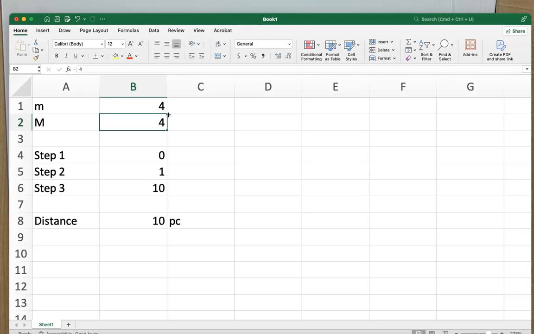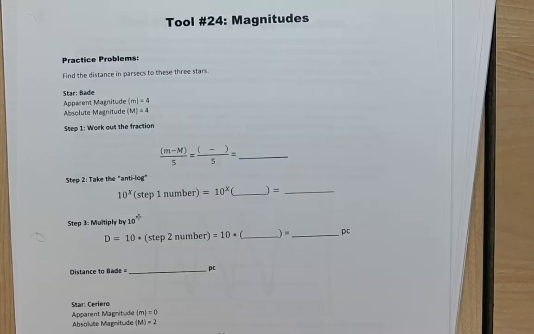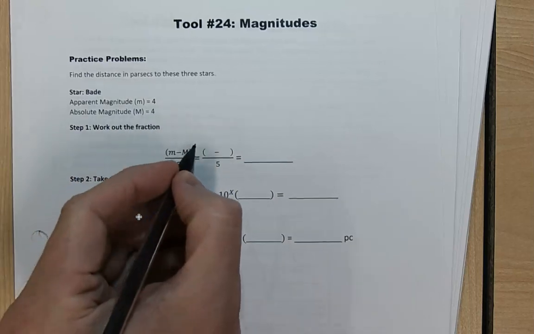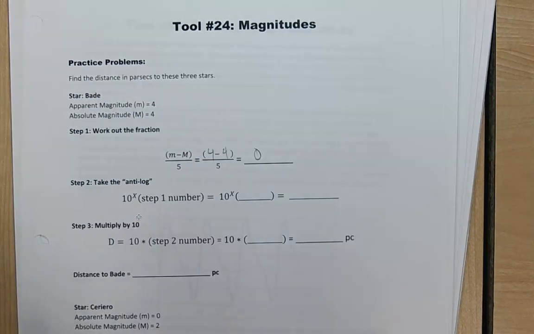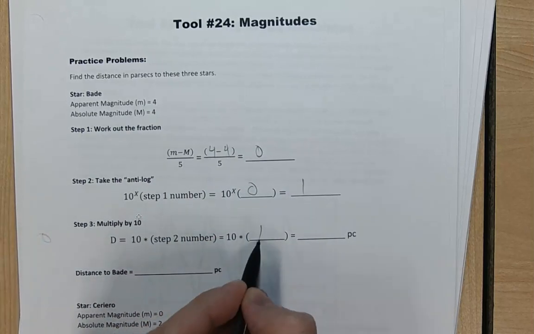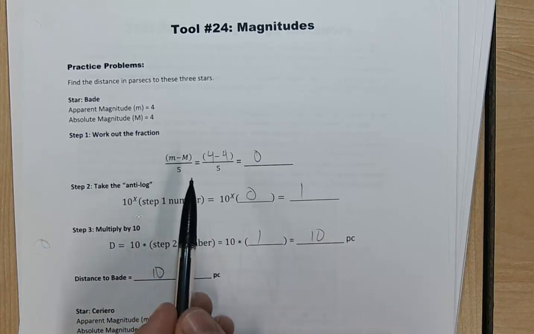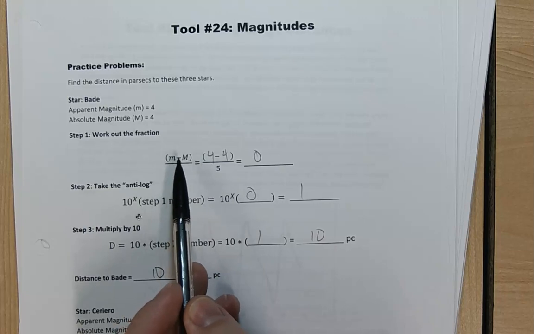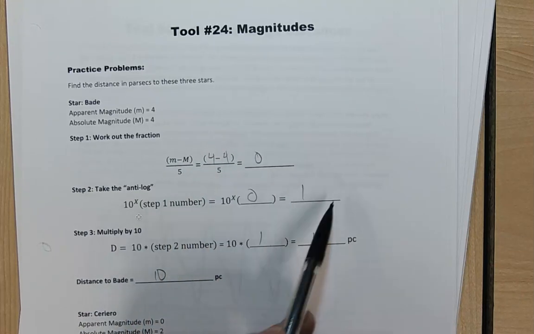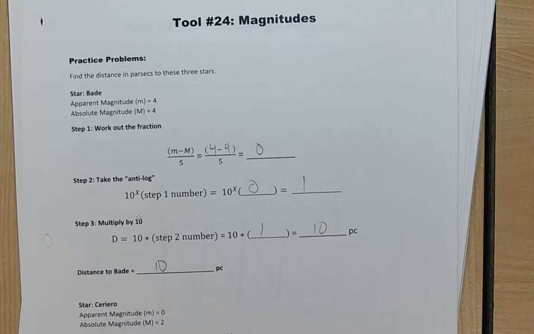Let's check our work here. There we go. Right? Then little m minus big M is 0. 10 to the 0th power is 1. 10 times 1 is 10. It's 10 parsecs away. Just what our intuition said it should be. Right? 4 minus 4 is 0. 10 to the 0 is 1. 10 times 1 is 10 parsecs. Bada is 10 parsecs away. Whenever the apparent and the absolute magnitudes are equal, you're going to subtract them and get 0, and then the answer is exactly the same. It must be 10 parsecs away.